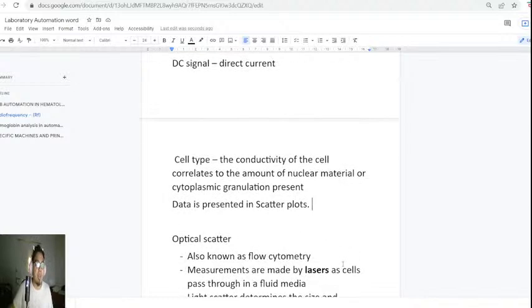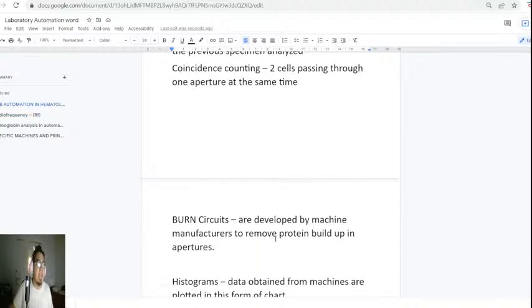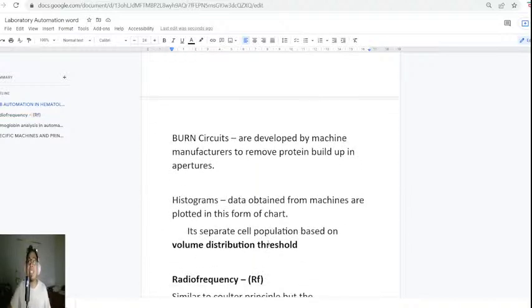Histograms are good when you want to look at the cell size average. Scatter plots are important when you want to know the distribution of the cells in a particular sample. So that's the difference between the two.